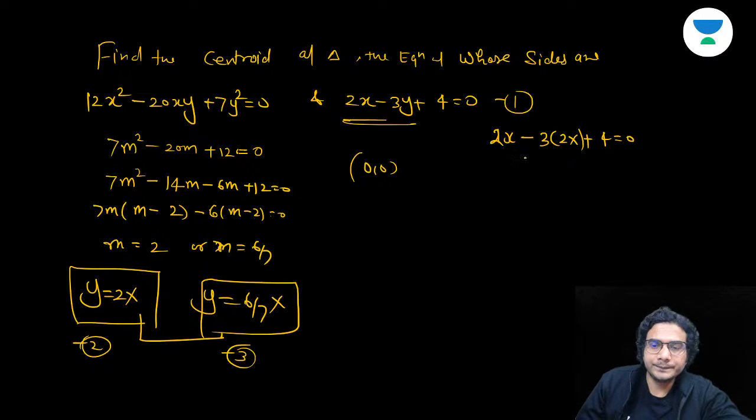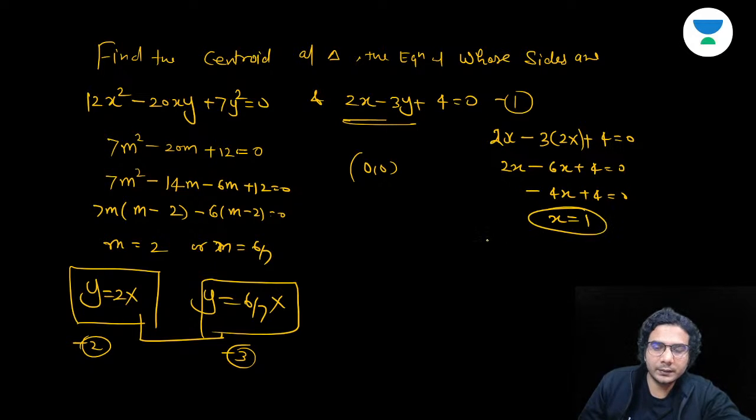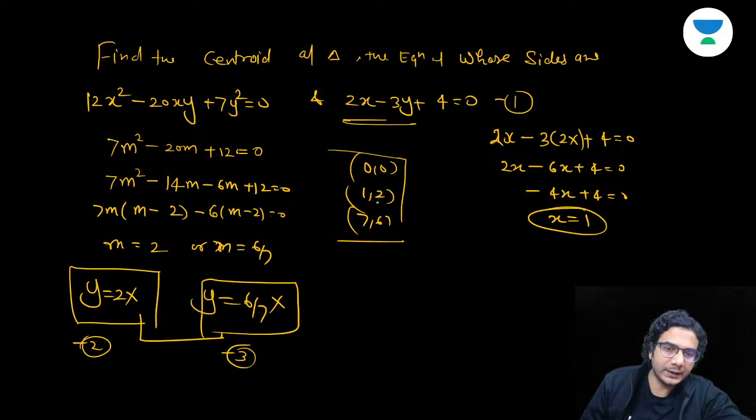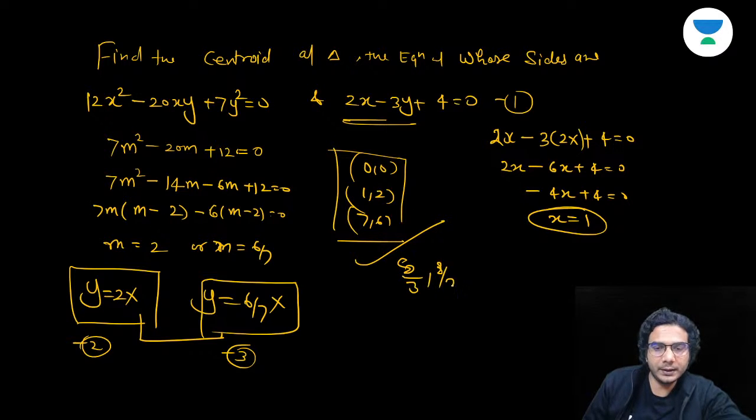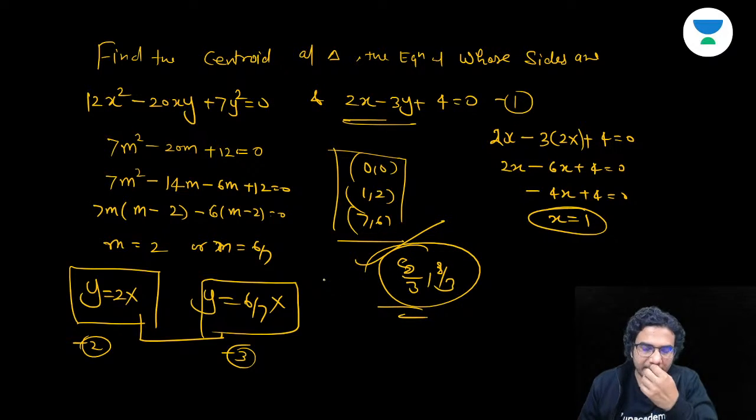So it is going to be 2x minus 6x plus 4 is equal to 0. So this is minus 4x plus 4 is equal to 0 and x is equal to 1. So the second point is 1 comma 2. Similarly you can solve the third point, which is 7 comma 6. Now you can write the centroid. These are the vertices. So the point is 8 by 3 comma 8 by 3. Okay, good. Now the second question.